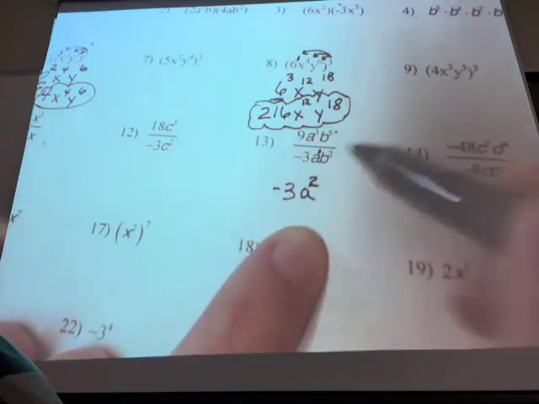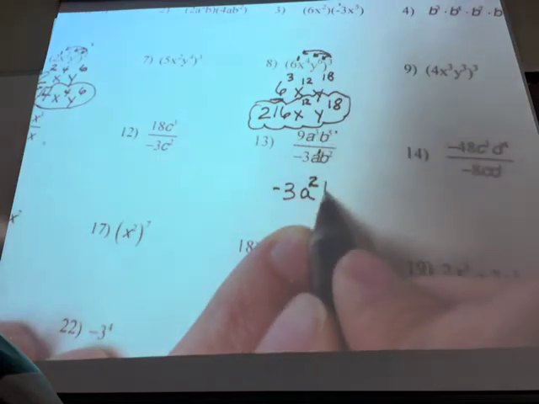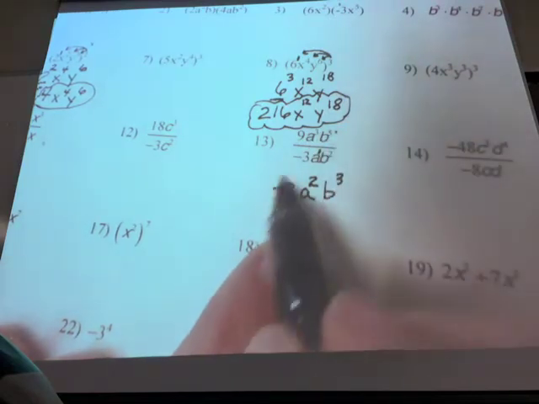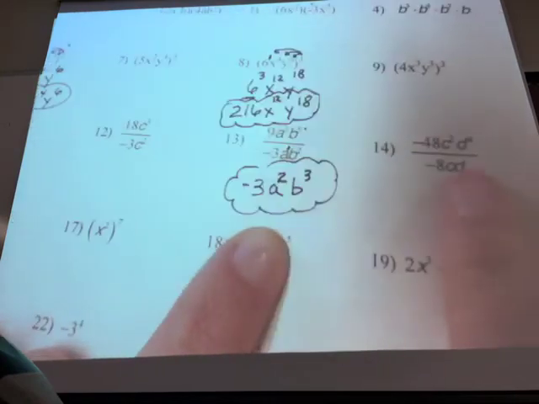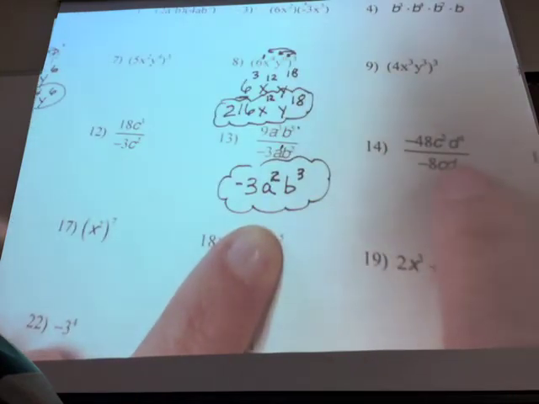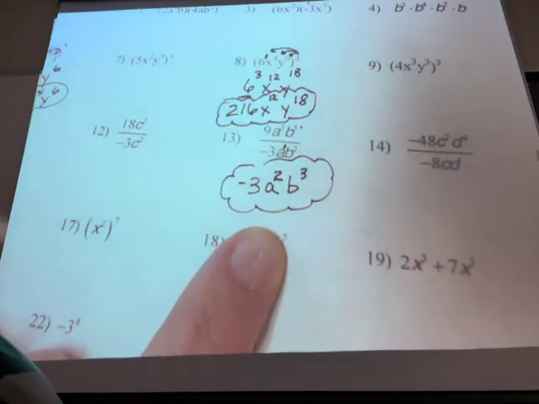5 minus the 2 is 3. So b to the 3rd power. And that's your final answer. So you're going to work these all the same way. And if they don't have exponents, put little 1s in there. Go ahead and divide the numbers just like you normally would in a division problem.